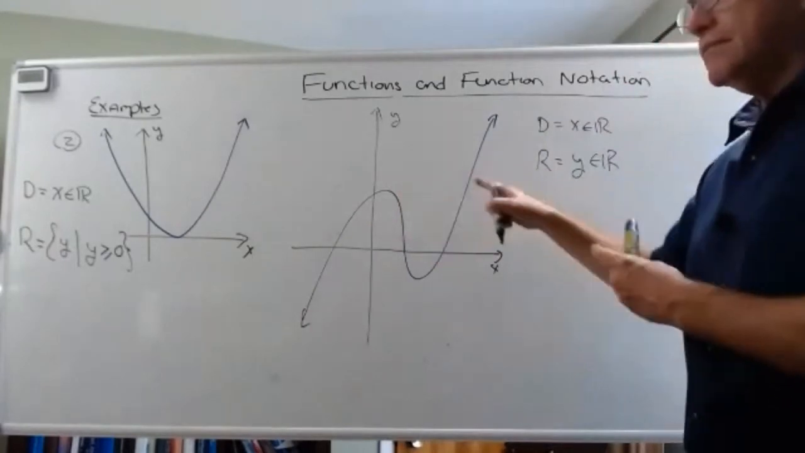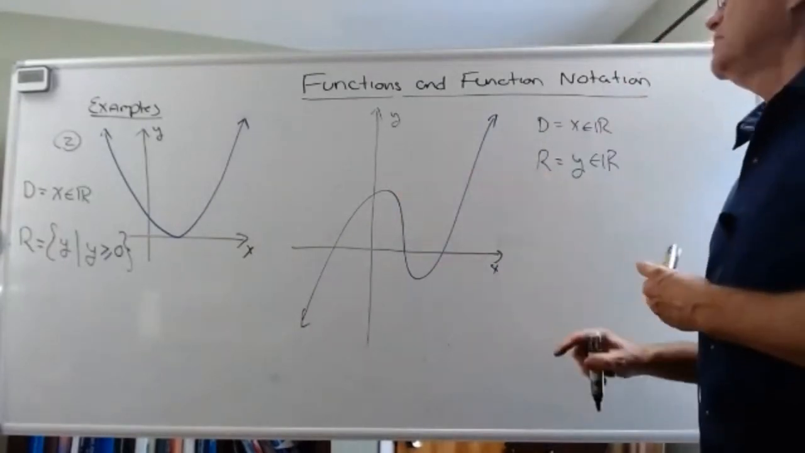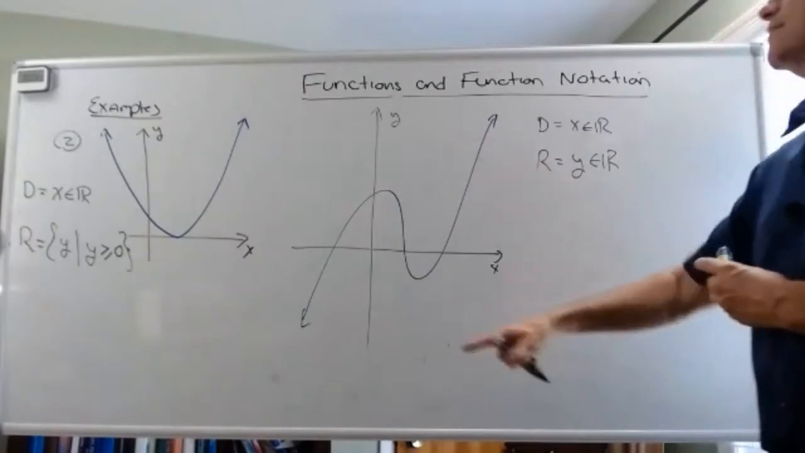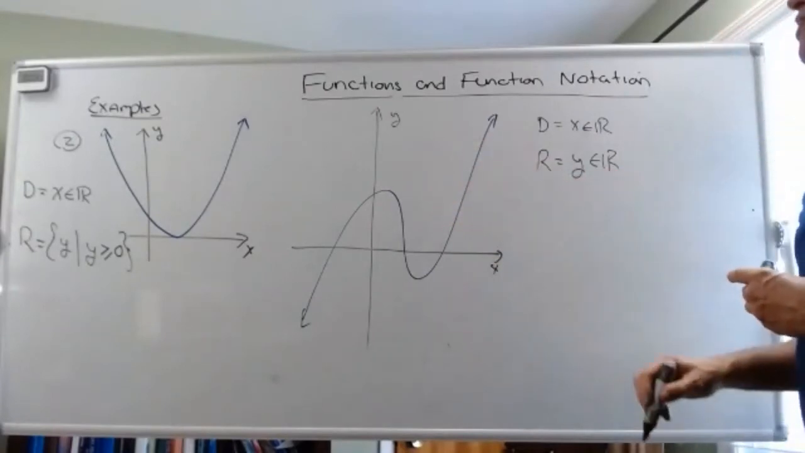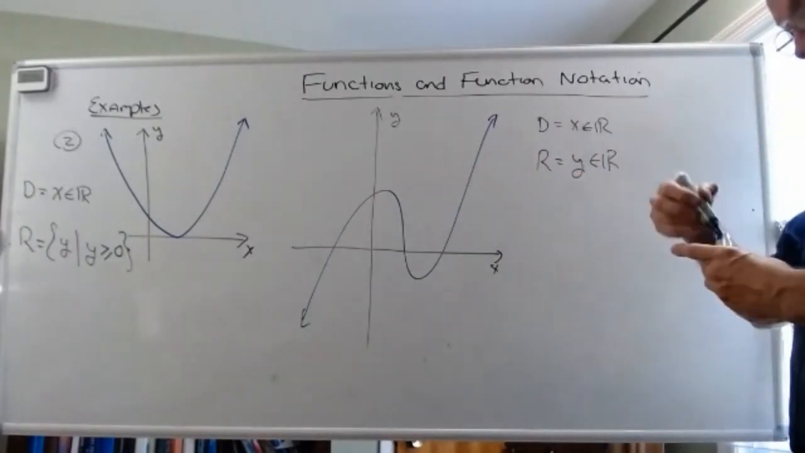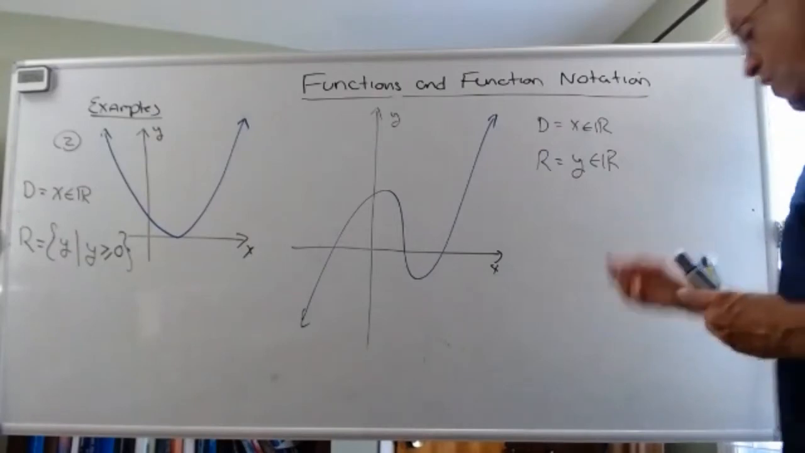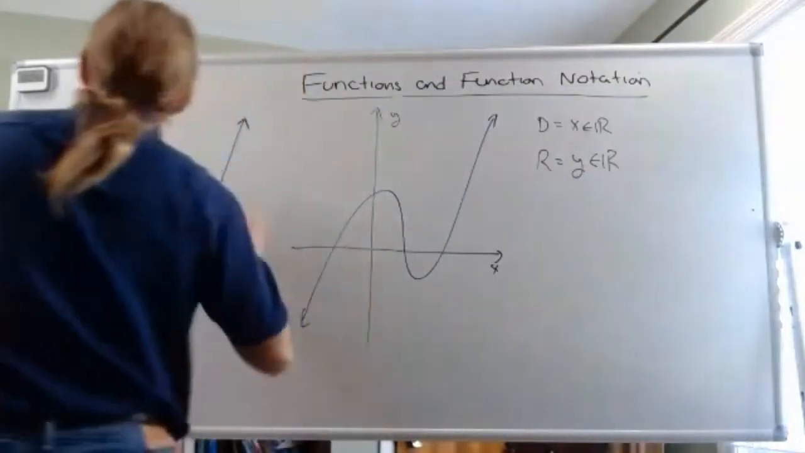Sometimes it's a repeated value. That's okay. The y can be repeated. The x cannot be repeated. So in this case, that graph is given by the domain and range defined by that. Let's take a look at one last one and then we'll go to the next topic.